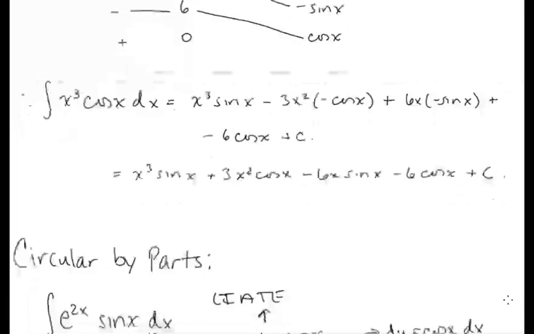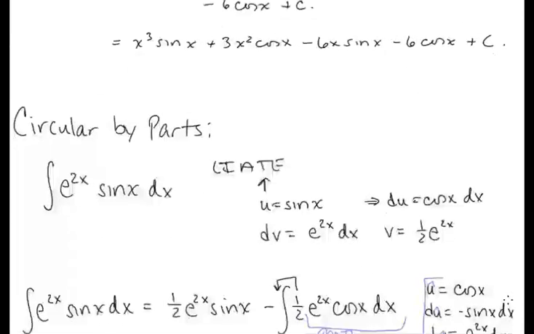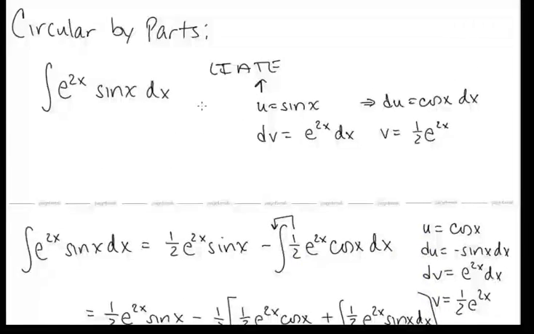Now let's take a look at what we call a circular by parts. We have e to the 2x times sine x. Okay, so we recognize that although we do have a composition, a u-substitution wouldn't be sufficient here. It wouldn't have anything to do with the sine x. We would still have a product of functions to worry about. So it's definitely going to be an integration by parts.